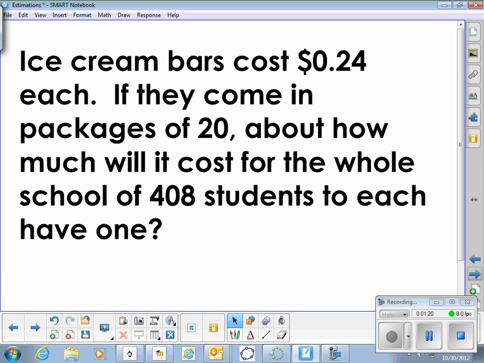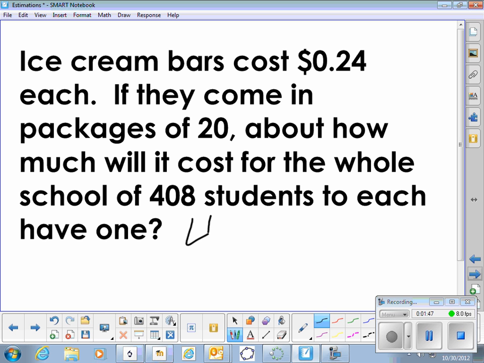Let's say ice cream bars cost 24 cents each. They come in packages of 20. About how much will it cost for the whole school of 408 students to each have one? Well, let's say 24 cents is pretty close to 25 cents. How many 25 cent pieces? How many quarters in a dollar? There's 4. Well, 408 students is pretty close to 400.